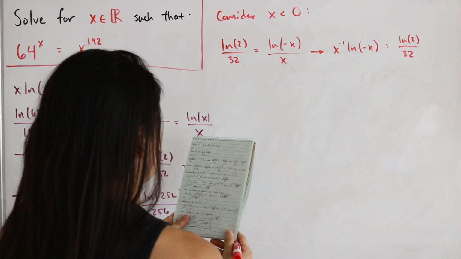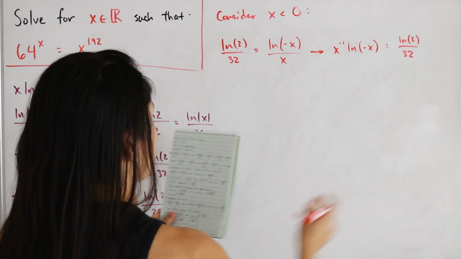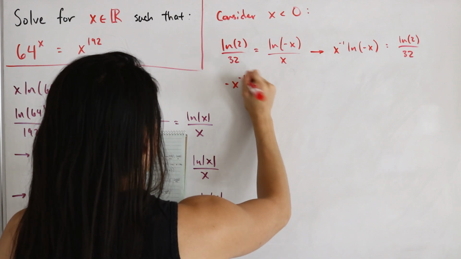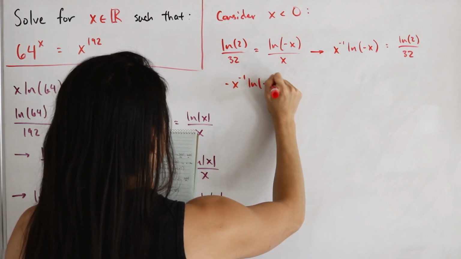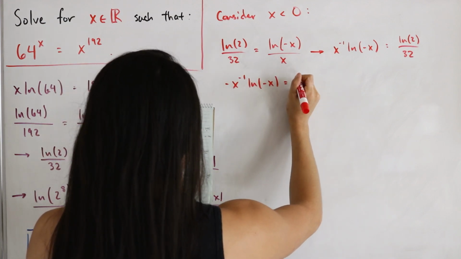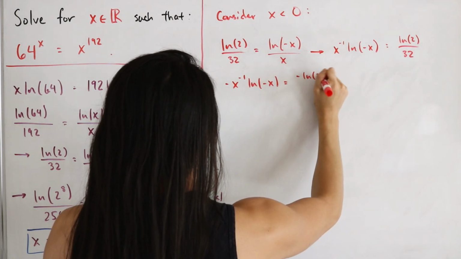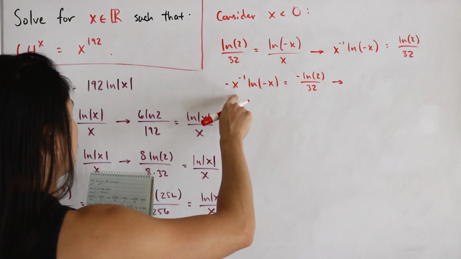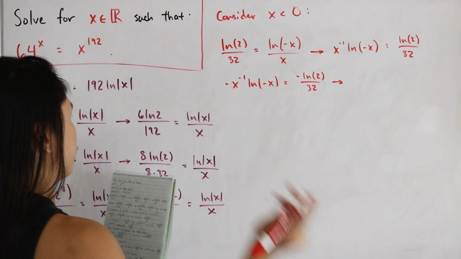And next thing we're going to do is multiply a negative to both sides of the equation. So negative x to the power negative 1, ln of negative x, then set this equal to the negative natural log of 2 divided by 32. Okay, and then the next step we're going to do is convert this such that it's going to be the base of the form e.